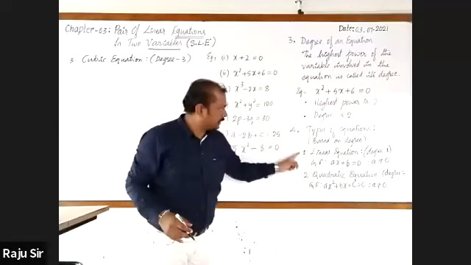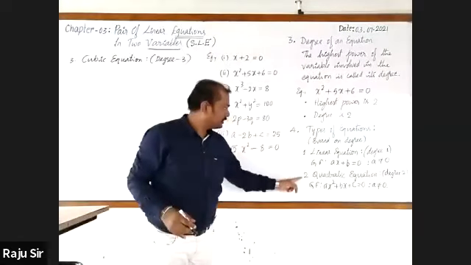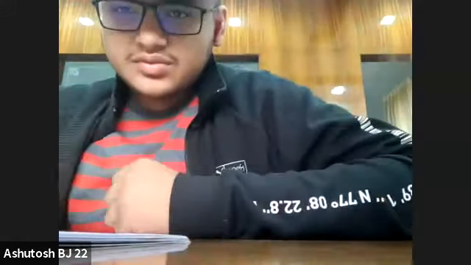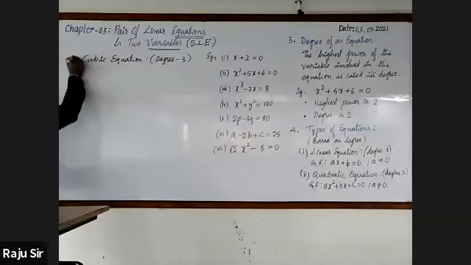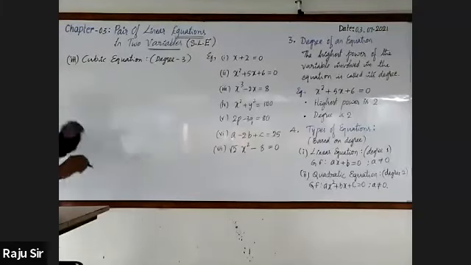Sir, fifth answer. Not fifth answer. In types of equations, first one. Oh, linear, okay. Second one. Sir, this is first. First one is second one. And this is third. So that's why I have been using different colors.